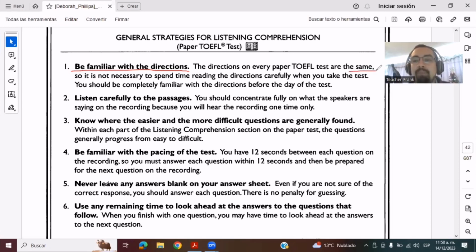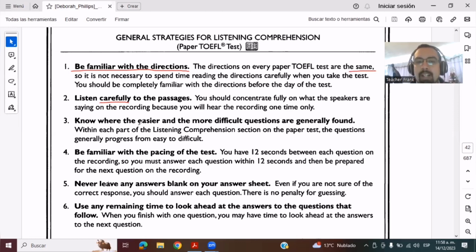So if you know the directions, you don't have to spend time reading the directions, and you can use the time to answer the questions. Well, it's kind of difficult in the listening because you have to wait for the audio, but in the other sections it's easier, right? So be completely familiar with the directions right before the day of the test. Listen carefully to the passages, so concentrate fully on what the speakers are saying, right?